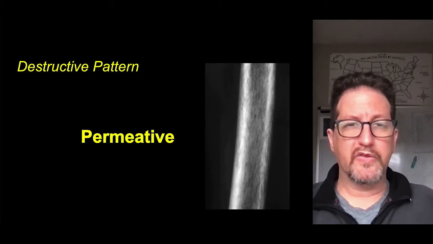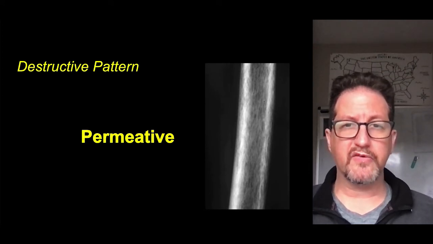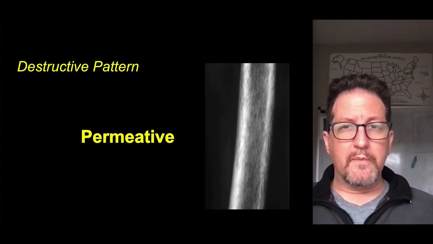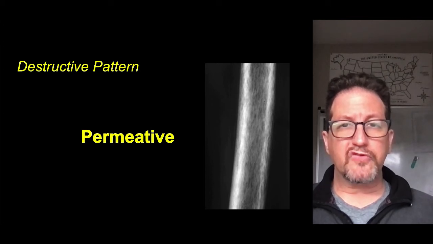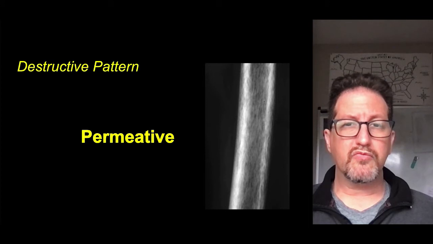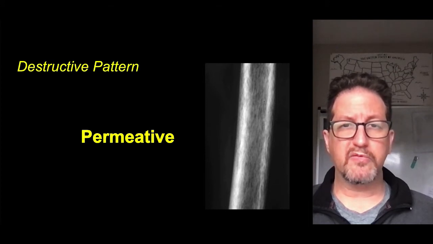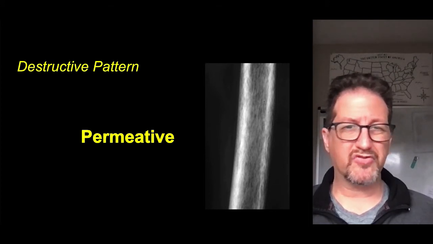So here's our other one. This is the permeative destructive pattern. And if you look at this, some of the lesions in this bone are relatively easy for you to demarcate. You could outline them to some extent.